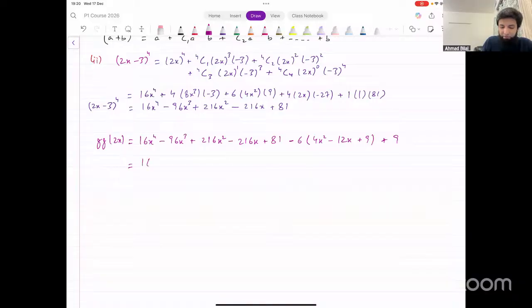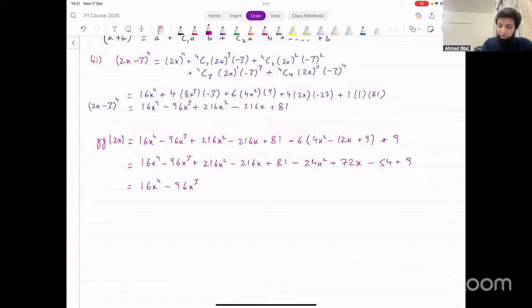Simplify this further, and this gives you 16x power 4 minus 96x cubed plus 216x squared minus 216x plus 81 minus 24x squared plus 72x minus 54 plus 9. And then we simplify and get our final result after this. 16x raised to power 4 minus 96x cubed. This is 1 x squared term. This is another x squared term. 216 minus 24. That will be 192. 192x squared.